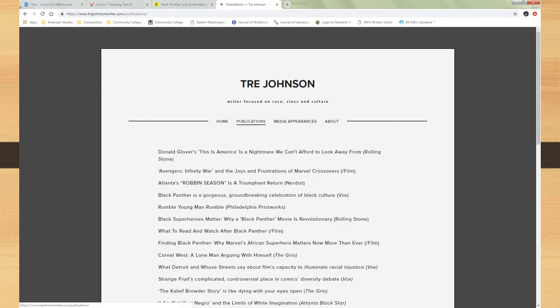But I am going to go over to that publications tab and see. And look, he's written about Avengers Infinity War. He's written about, well, multiple pieces on Black Panther if you scroll down there, and you can see where these were published. So they're all well-established journals, and so I can Google those and see.